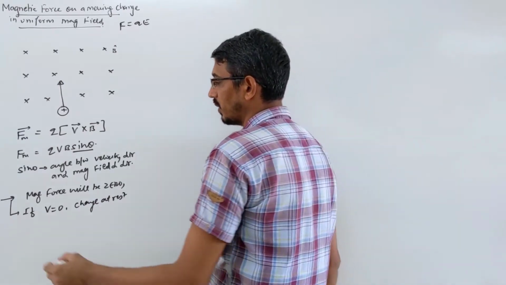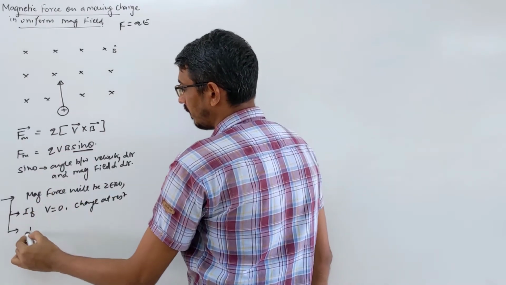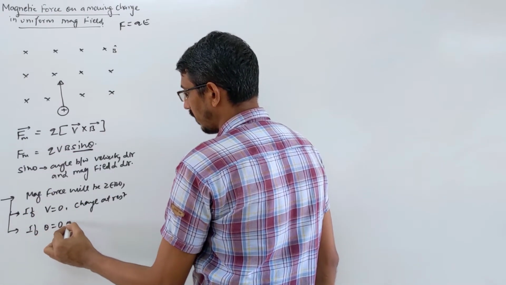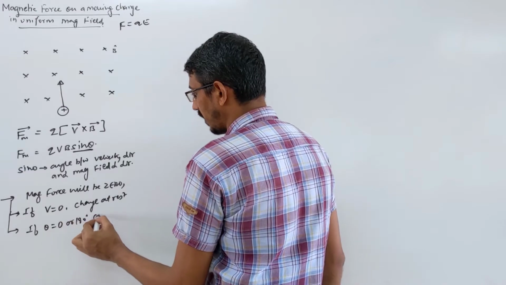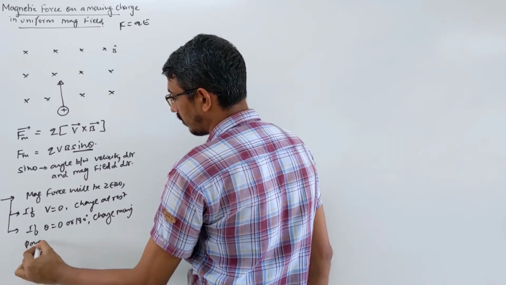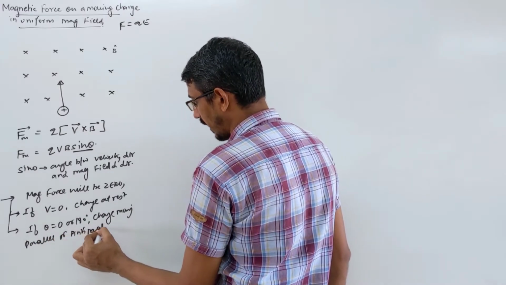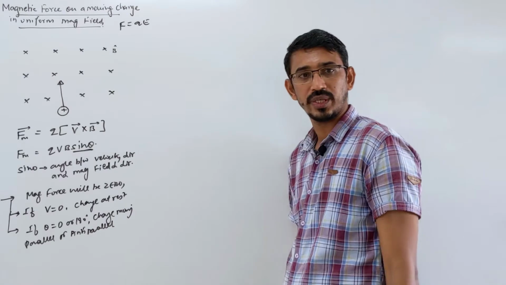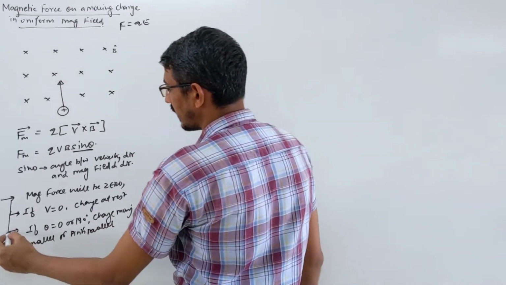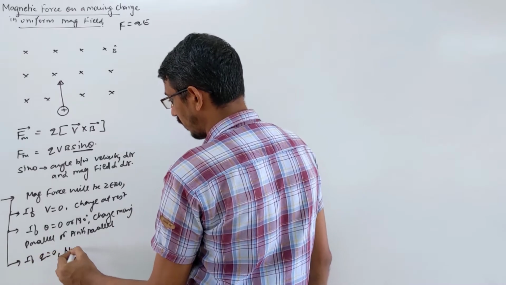F will be zero. See other things. Let's talk about the angle. If theta is 0 degrees or 180 degrees, meaning the charge is moving parallel or anti-parallel to the field, then it will also experience no force. Then you can say a neutral particle: Q is 0 means a neutral particle.